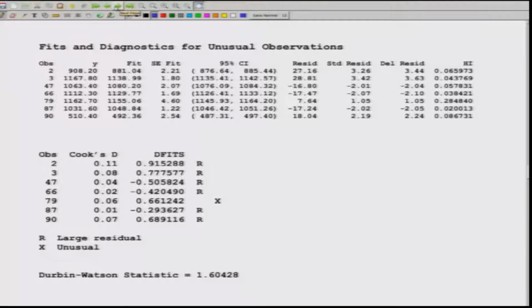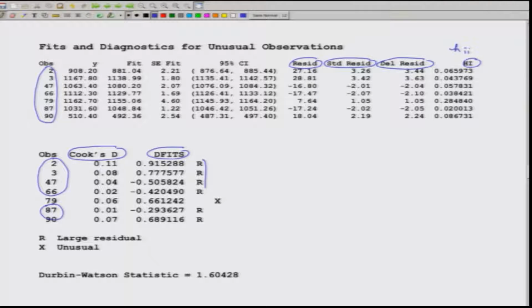Right. So next we considered different types of fits and the diagnostics, and they have been obtained only for the unusual observations. So you can see here that the software is diagnosing that these many observations are looking to be unusual, and they have obtained different types of residuals, standardized residuals, deleted residuals, and this is the value of HII, meaning the ith diagonal value of the hat matrix H, and Cook's distance over here, and the d-fit statistics. So this we already have understood in the earlier lecture, how to interpret these things, but based on that now we have an idea that observations number 2, 3, 47, 66, 87 and 90 have the large residual which are denoted by R, and observation number 79 is some unusual observation.